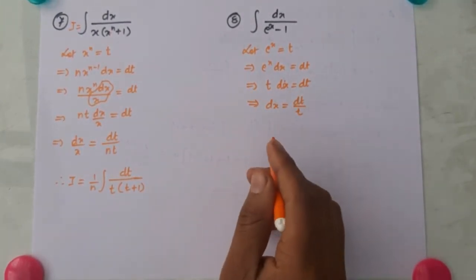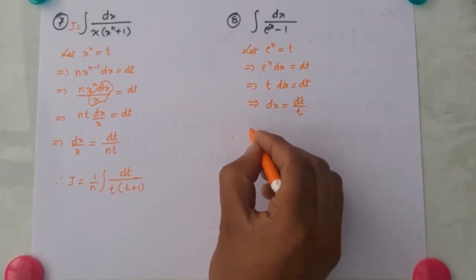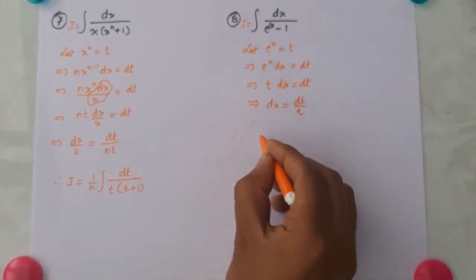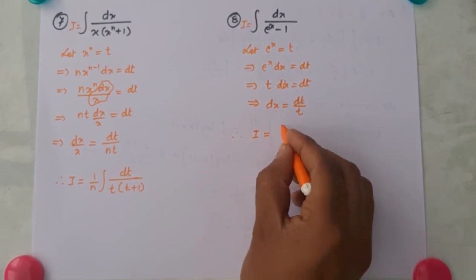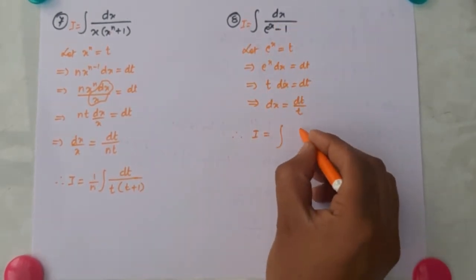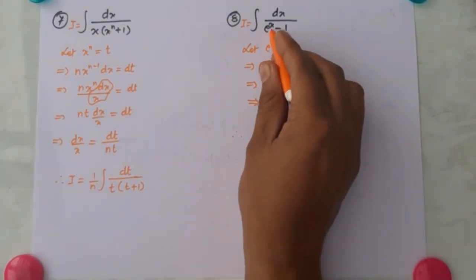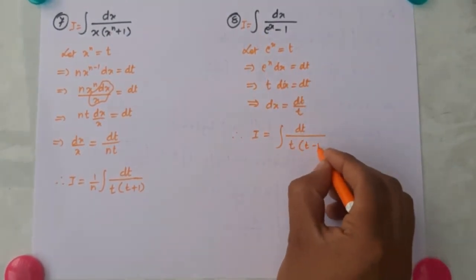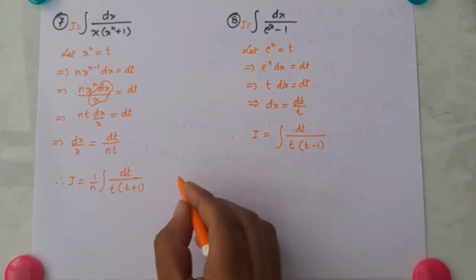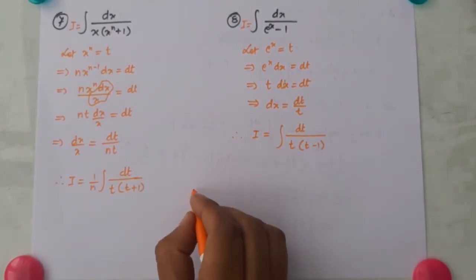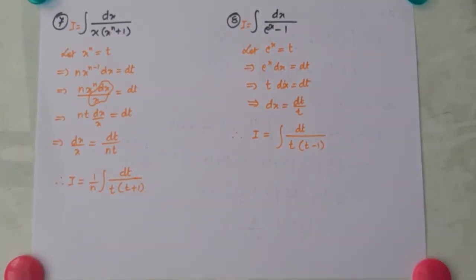Okay, so your integral, if this is your I, will change into, okay, so dx can be written as dt by t, and you have e to the power x is t, so t minus 1 you get. So again, both are of same kind, so use integration by partial fraction. So with this, we close integration using partial fraction.